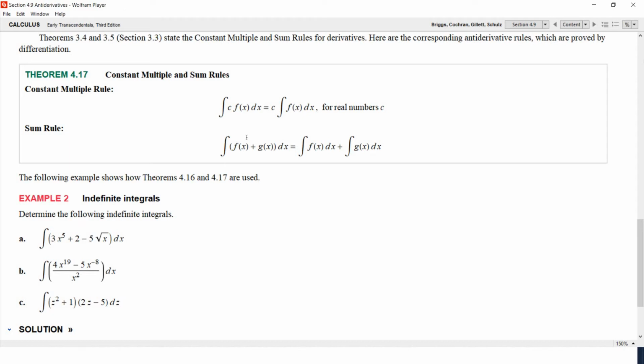Okay, so we also have a sum rule that tells us the antiderivative of f plus g is the same as the antiderivative of f plus the antiderivative of g. And by the way, this is also true if this were a minus sign. So if you say the antiderivative of f of x minus g of x, it's the antiderivative of f of x minus the antiderivative of g of x.